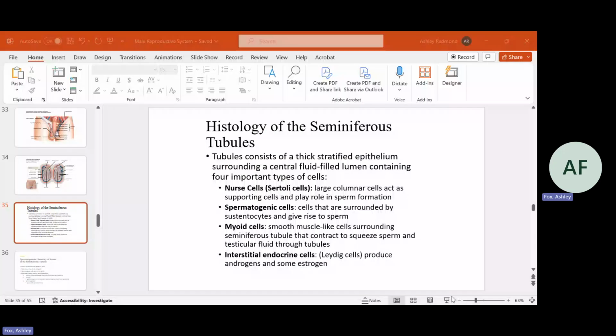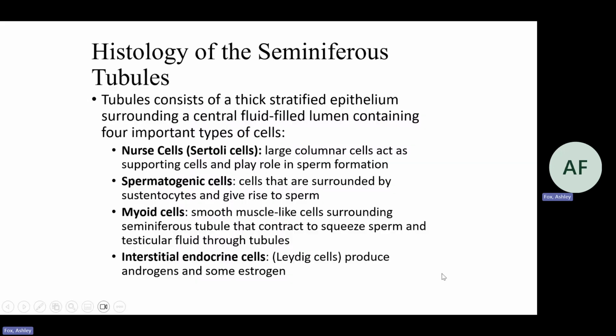Now we're going to look at how sperm is produced. So, looking at the histology or the cells that are part of the seminiferous tubules, because remember, seminiferous tubules are going to be where sperm is produced. So, we have epithelial layers and then we have a fluid filled lumen that, at least leading to the lumen, is going to have these types of cells.